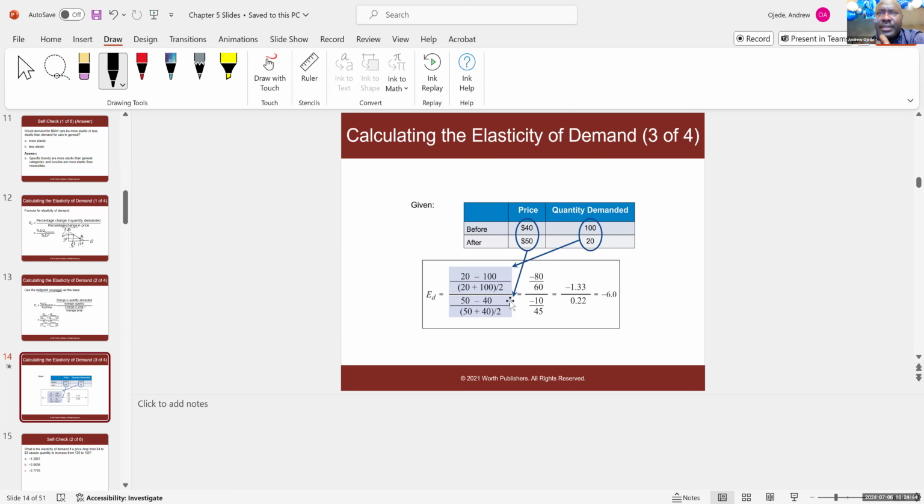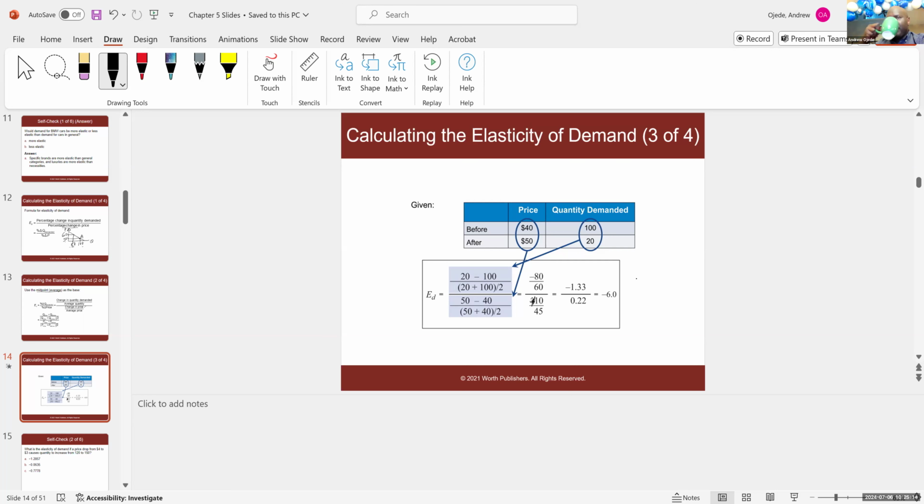50 minus 40 is, I think there's a typo here though. Yeah, just be careful. 50 minus 40 is positive 10. Divide by 50 plus 40 divided by 2, that is 45. So you can see the numerator, negative 80 divided by 60, is negative 1.33. 10 divided by 45 is 0.22. So when you divide it, you get negative 6.